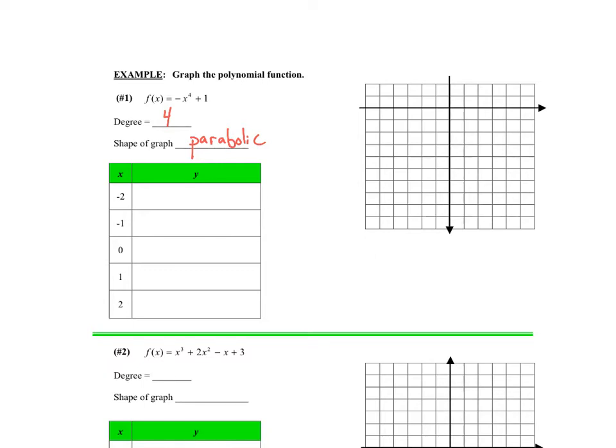When we graph this, we're going to do an x and y table. If you put in negative 2, that means f of negative 2 equals negative 2 to the fourth plus 1, which is negative 15. And I apologize, we actually have to change the scale of our graph. We're going to go down by 2's.